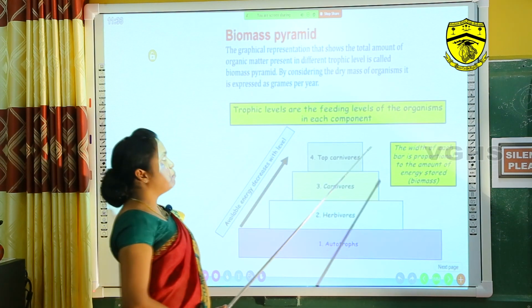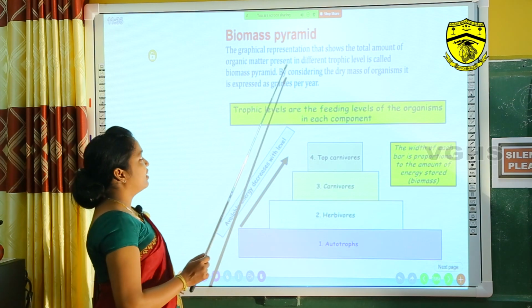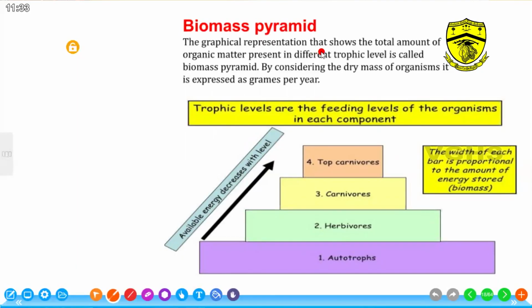And next one, biomass. The graphical representation that shows the total amount of organic matter present in different trophic levels is called the biomass pyramid. So you know that biomass is dry mass. The dry mass of organisms is the biomass. So you remember that in the lower part are autotrophs, and next one herbivore, another one carnivore, and finally top carnivore.